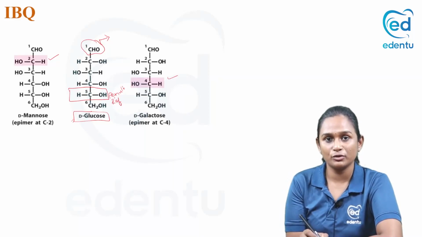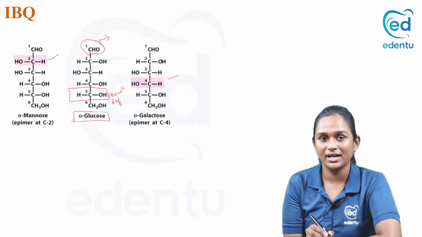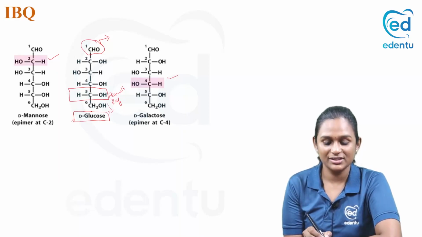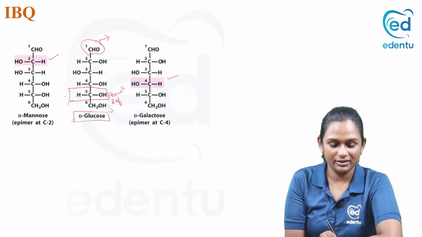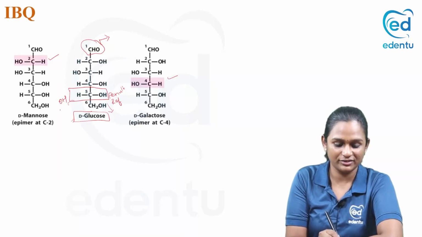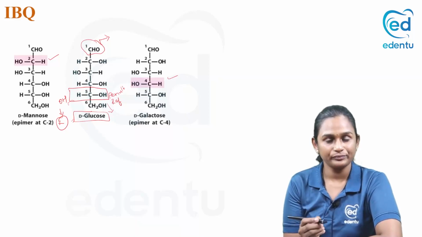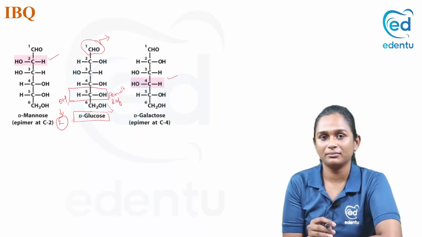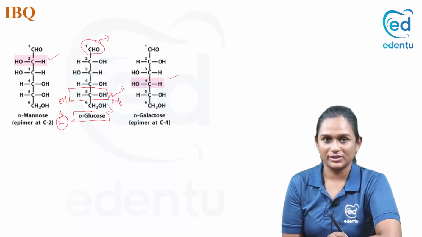If the hydroxyl group is on the right hand side, as you see in this picture, with respect to the penultimate or reference carbon atom, then this is D-glucose. If the hydroxyl group is on the left hand side, it becomes L. So this is D and L isomerism. They are non-superimposable mirror images of each other.